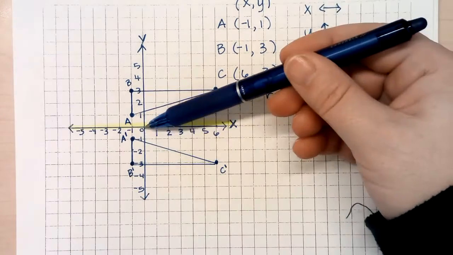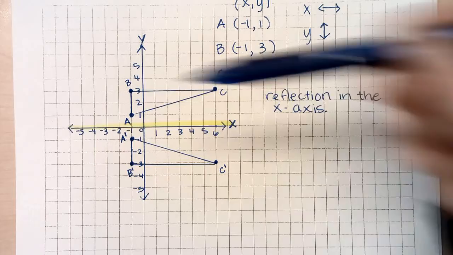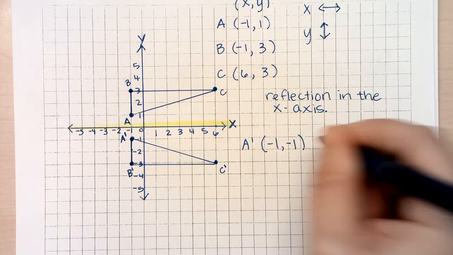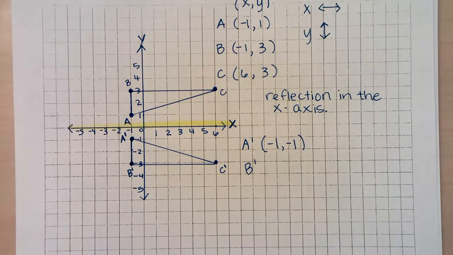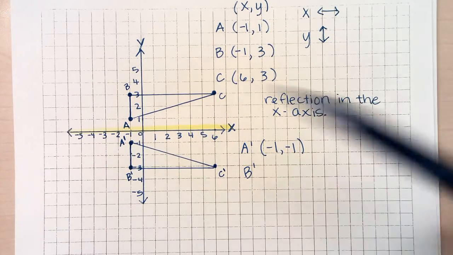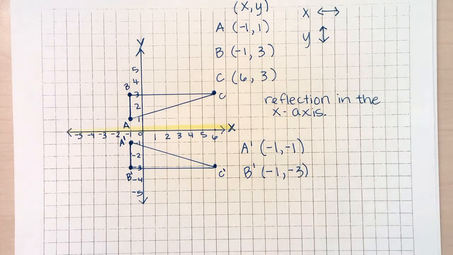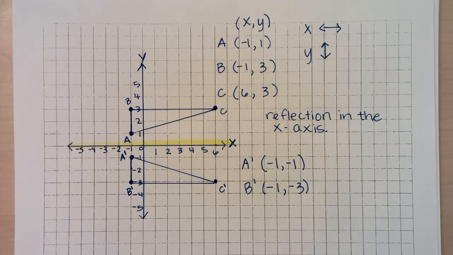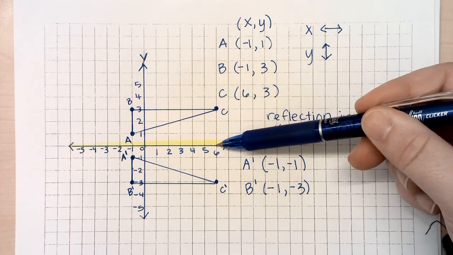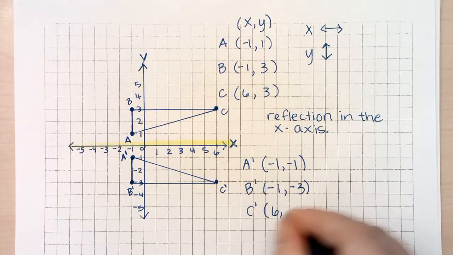So starting at (0, 0), if we need A, we know that we would have to go over to the -1 and down 1. So A prime is (-1, -1). All right, what is B prime? We have to go over to the -1 and down 1, 2, 3. So (-1, -3). Now C prime is from our origin all the way over to the right 6, positive 6, and down 1, 2, 3. So C prime is (6, -3).